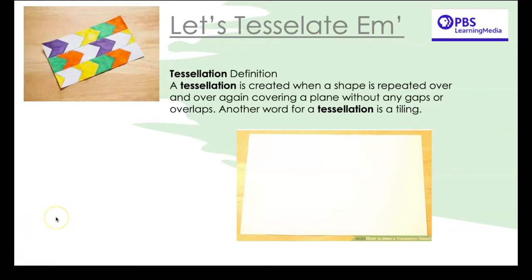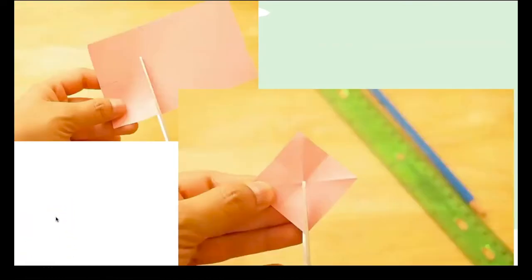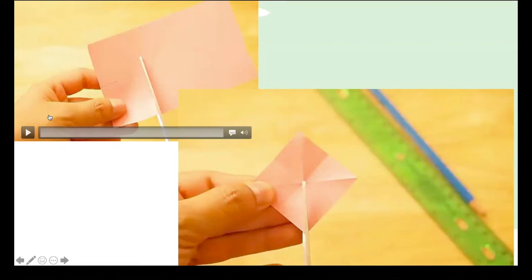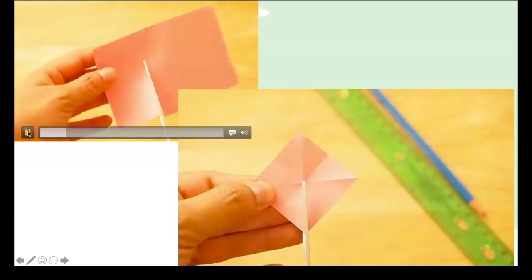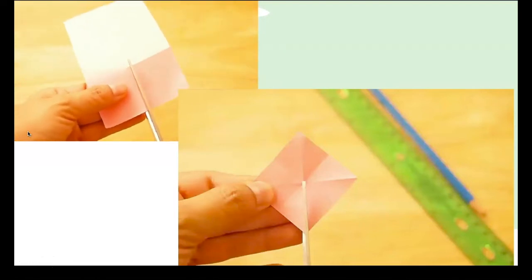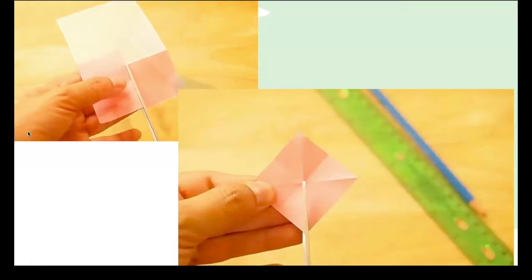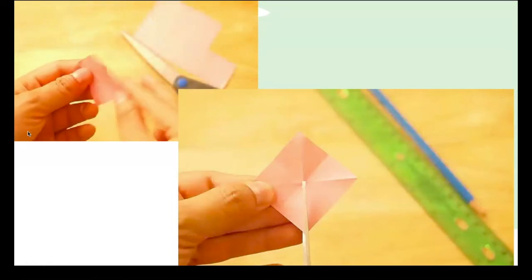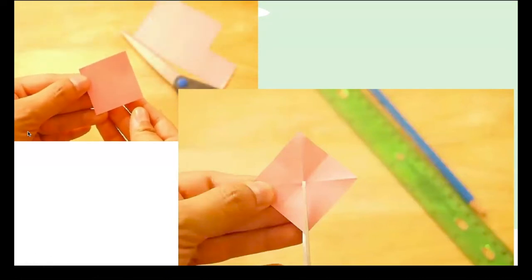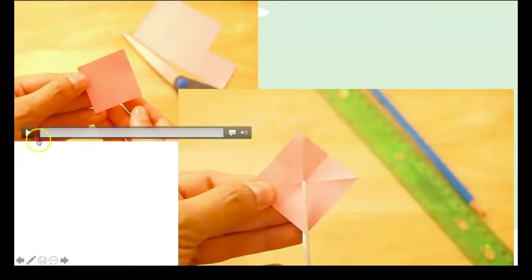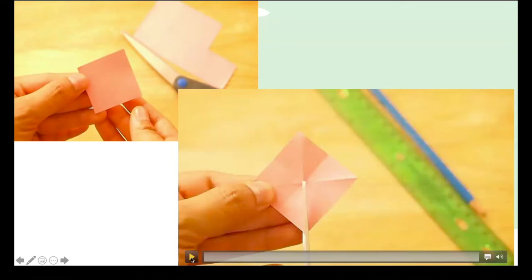So go ahead and get your paper. The first thing we're going to do is take a small piece of paper, cut it down, and create a square. You want to make sure it's a square because tessellations work when your sides are equal. So you have a square or equilateral triangle. Okay, so here we go. Here is your second portion.